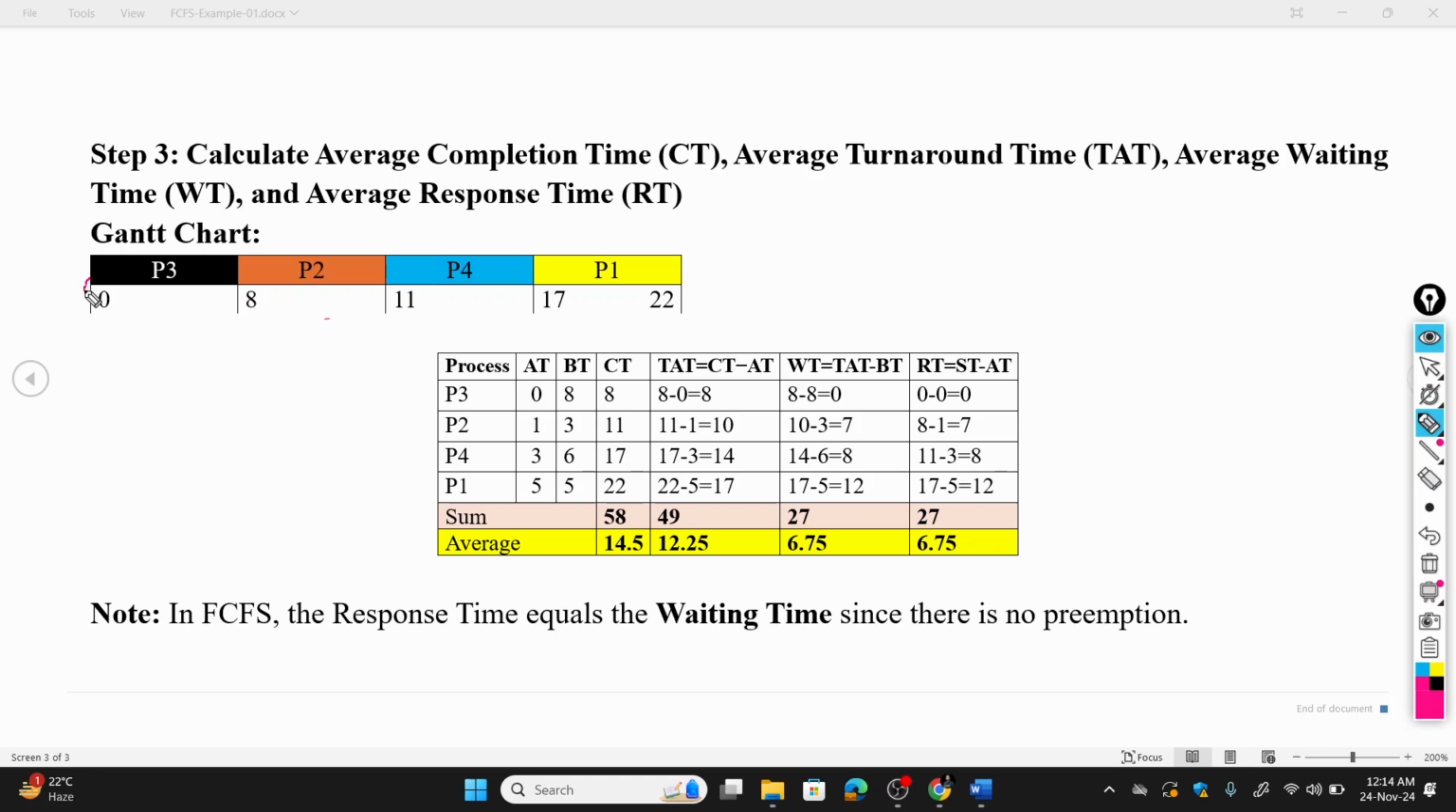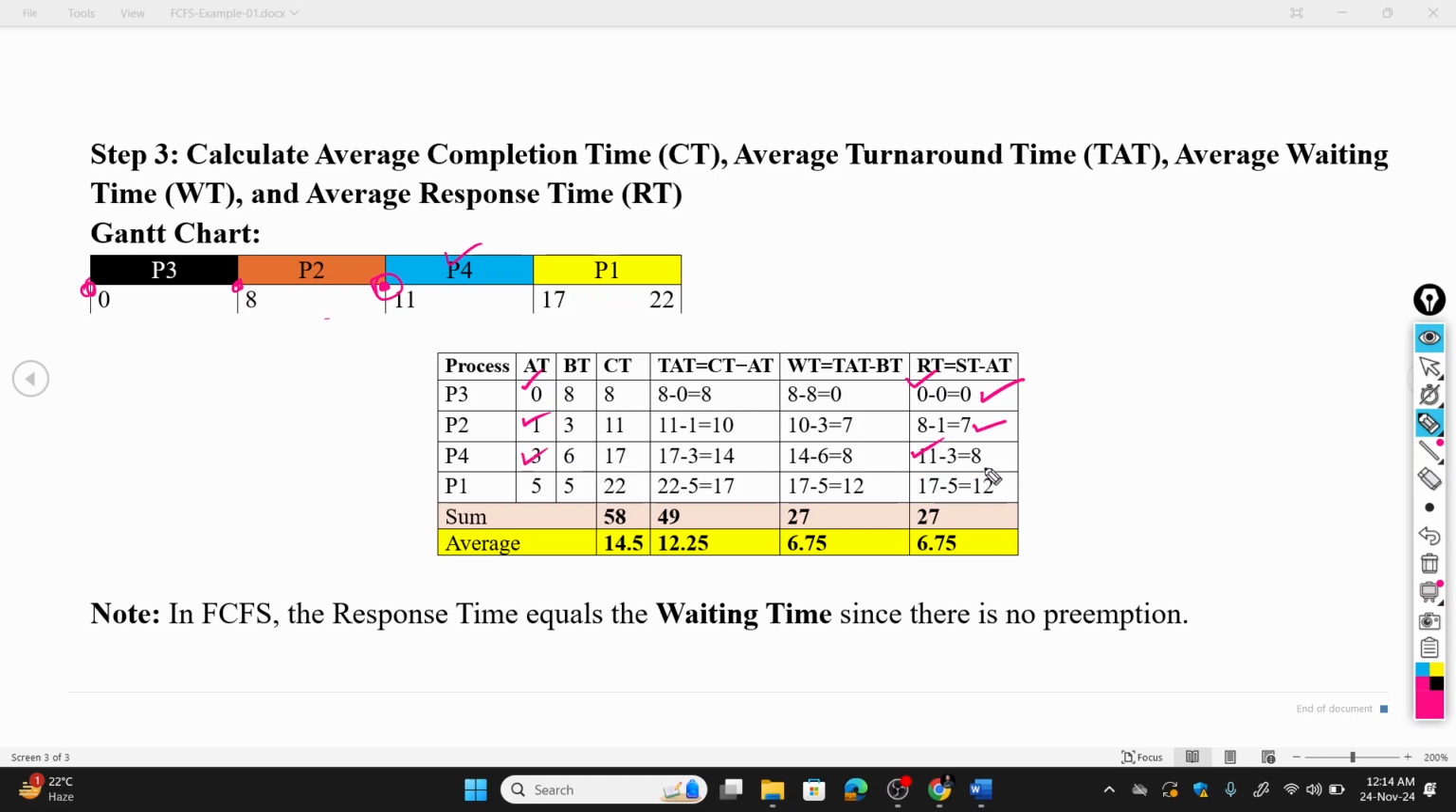that P1's start time is 0, so 0, and arrival time of P1 is 0, that's why 0 minus 0 equal to 0. P2 start time is 8 and P2's arrival time is 1. So 8 minus 1 equal to 7 is the response time of P2. This 11 is the start time for P4. So 11 is the start time for P4 and 3 is the arrival time of P4.